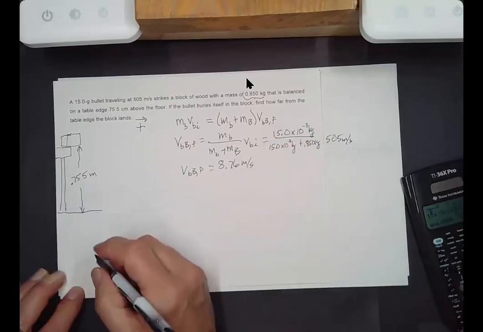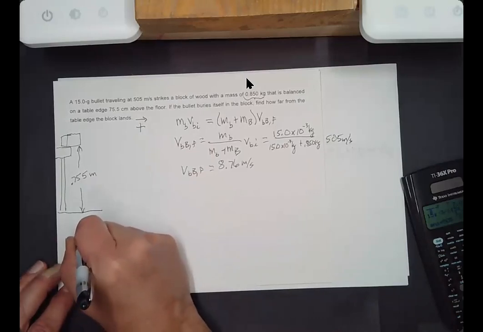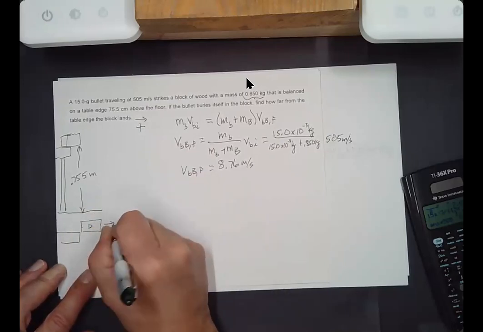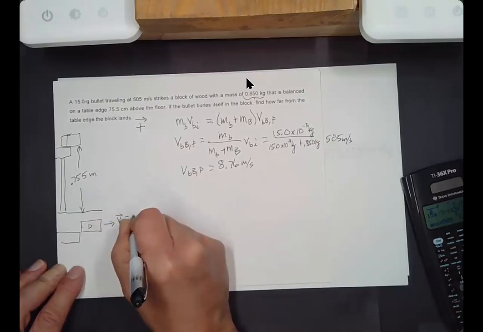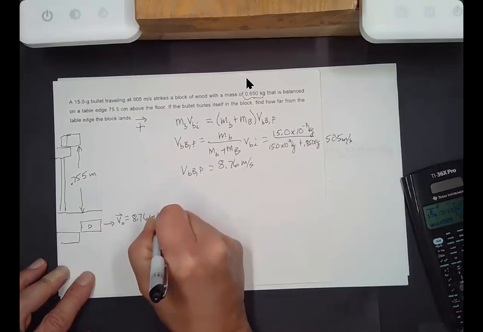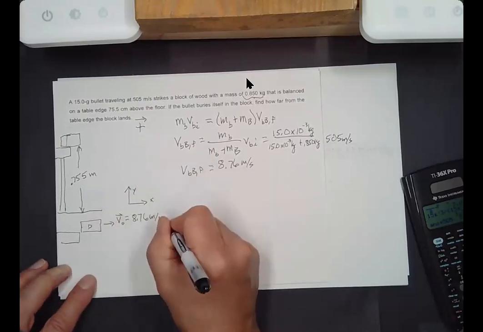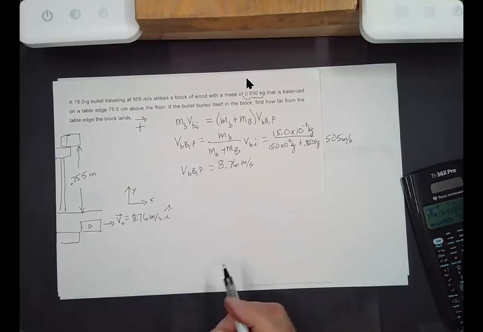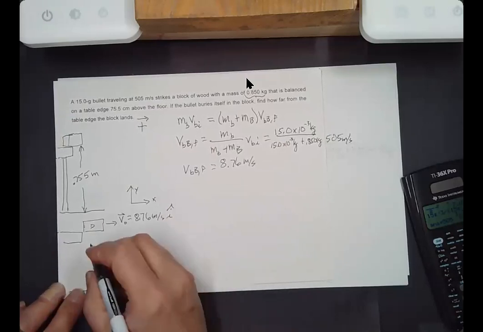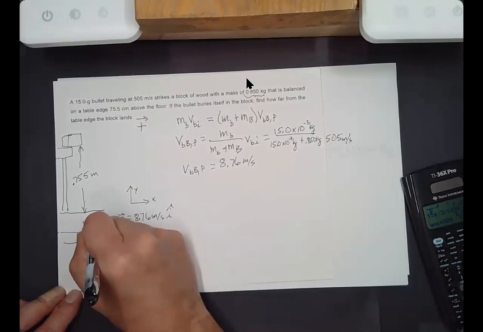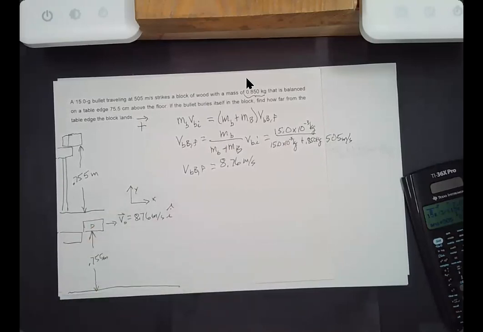So now we've got a new problem. And this takes us back to our earlier days of the quarter. We've got this thing that's initially sailing off of here, a block with a bullet embedded in it, with V naught equal to 8.76 meters per second. I'm going to let that be X in that direction and Y in this direction. And that'll be in the i hat direction. So there. And it's initially 0.755 meters off the floor. I think we did a lab like this once. So, how far from the table edge does the block land?